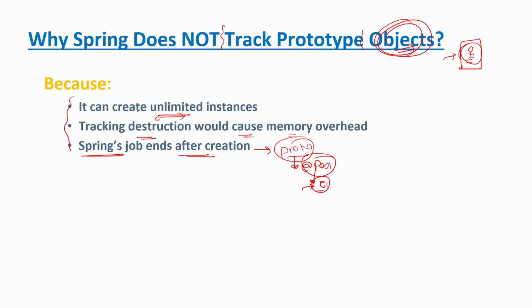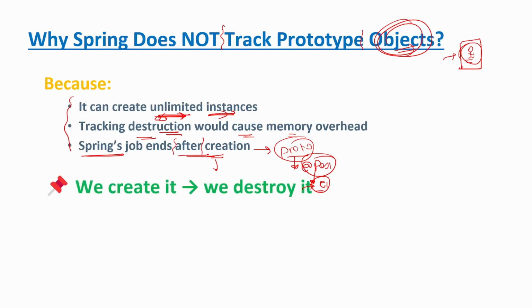Why does it forget about it and not track it? Because for the prototype scope, unlimited instances can be created, and tracking the destruction would cause memory overhead, and therefore Spring ends its job after the creation. So that's why Spring does not track the prototype object. So it's our responsibility to create it, and it's our responsibility to do any cleanup operations before destroying it.